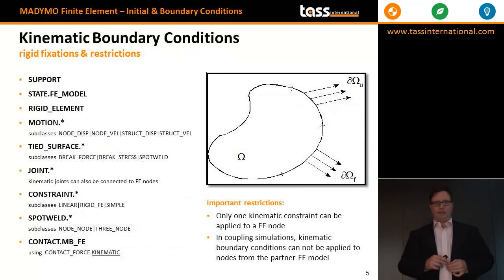The kinematic boundary conditions in MADYMO can be specified with an abundance of keywords, most notably the support, which supports nodes to the reference space or a body, the keywords state.FE model and rigid elements, which make parts of FE models rigid, as well as motion prescription, tied surfaces, and others. Here we will limit ourselves to the first couple of keywords.